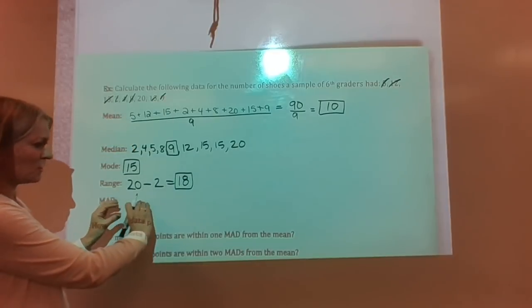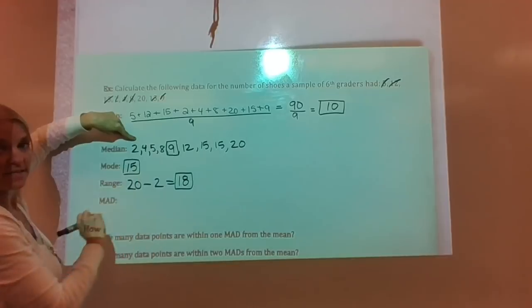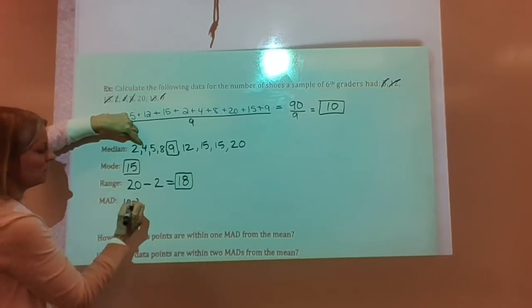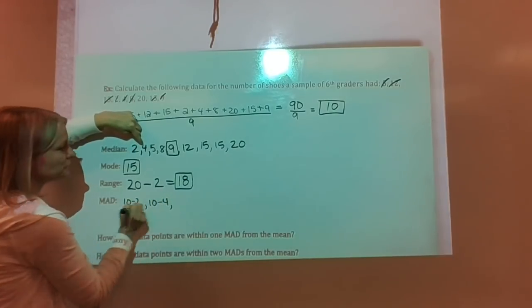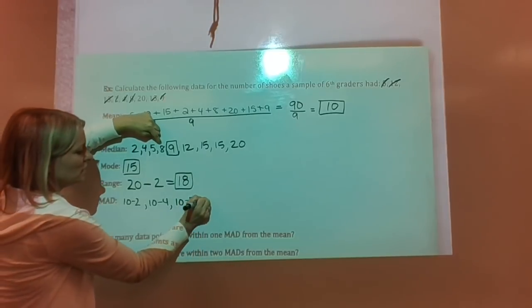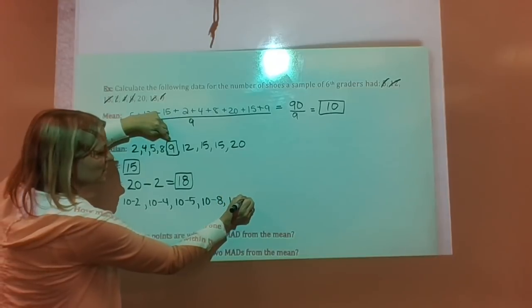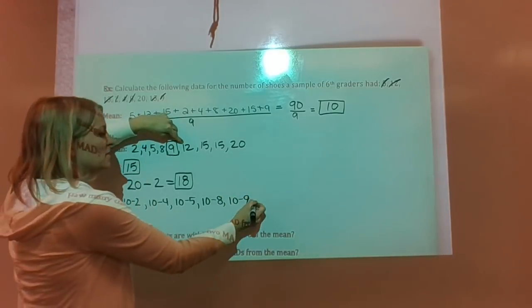So you're gonna have to write pretty small here to fit this in. I'm gonna take 10 minus each of these numbers. So I'm gonna do 10 minus 2, that's the first number, okay, comma, 10 minus 4, 10 minus 5, 10 minus 8, 10 minus 9. Again, notice I'm just using each and every number. And then I get to this point.